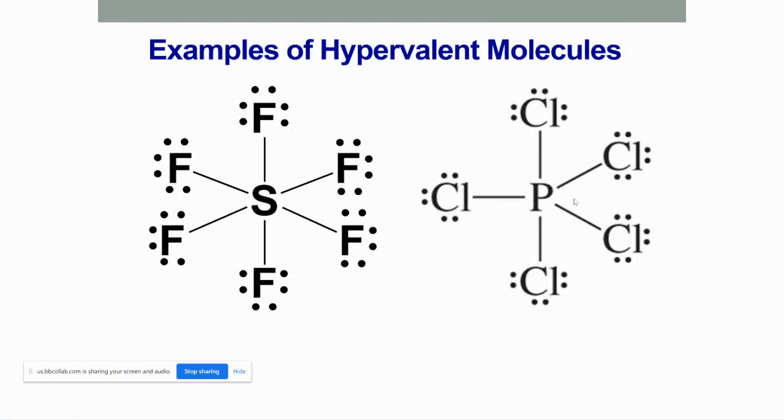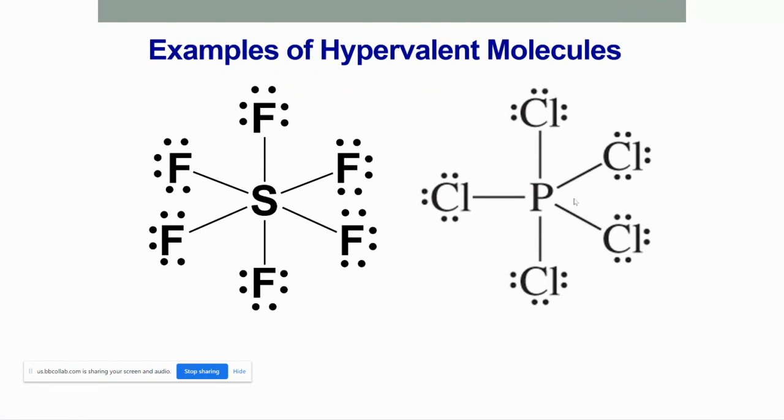All right, so examples of hypervalent molecules. SF6, sulfur hexafluoride. On the left, that is the structure of sulfur hexafluoride. On the right, phosphorus pentachloride is the Lewis dot structure of that molecule.